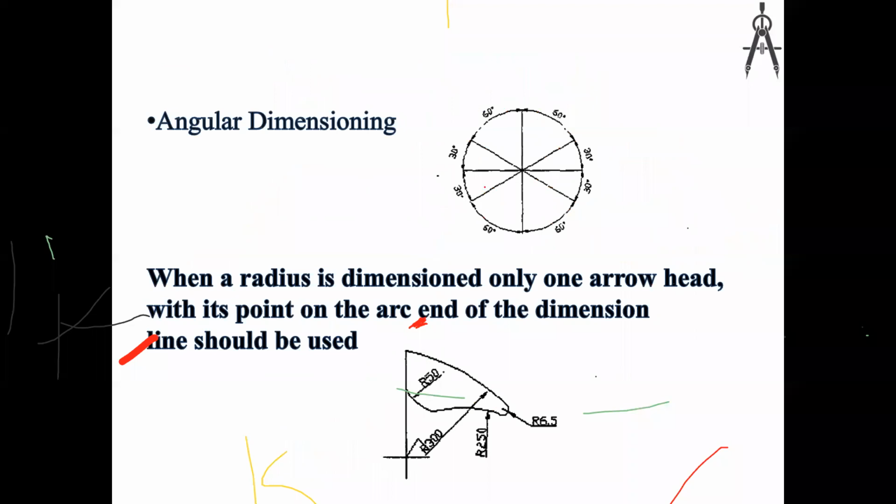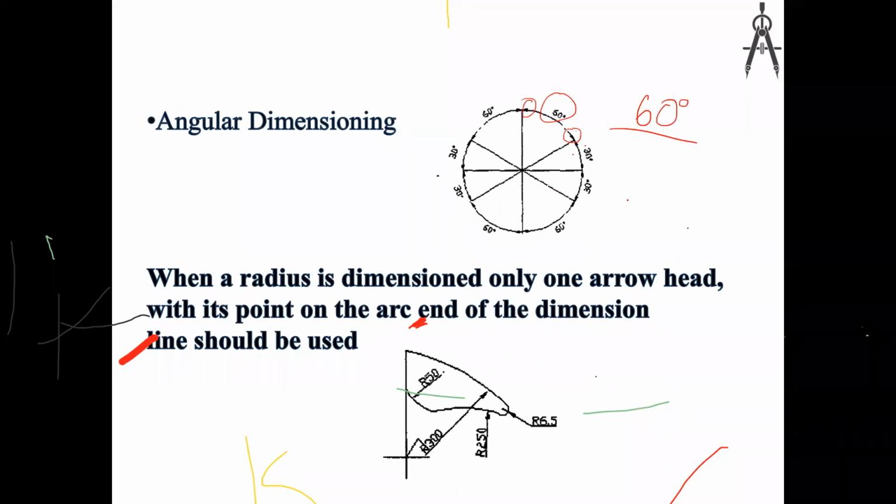Angular dimensioning. You should use a compass to draw the angular dimension line, and you should make the arrowhead go to both ends, and above the line you have to write your letter. The letter height should be 3 millimeters.